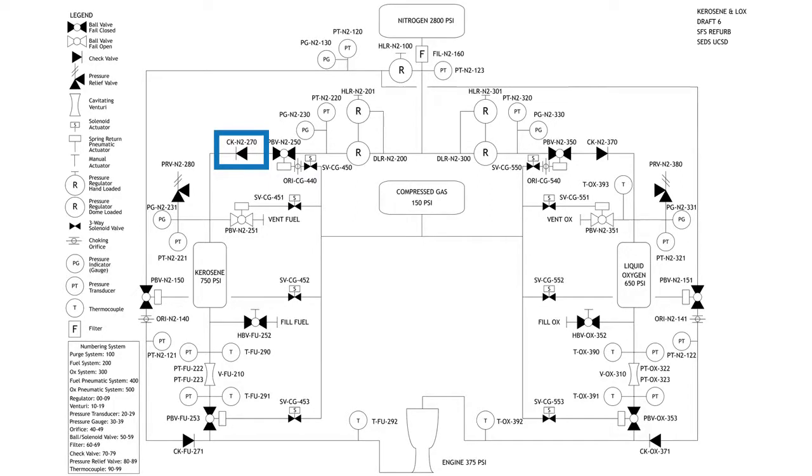And you can have check valves that are made differently. Sometimes they're made for only gases, sometimes they're made for liquids, sometimes they're made for cryogenic liquids, which means extremely low temperatures.